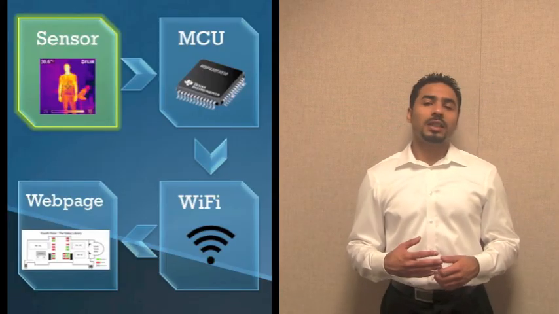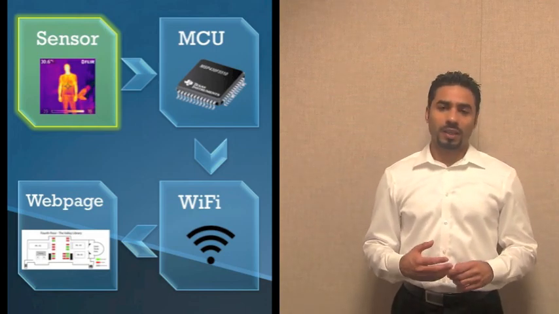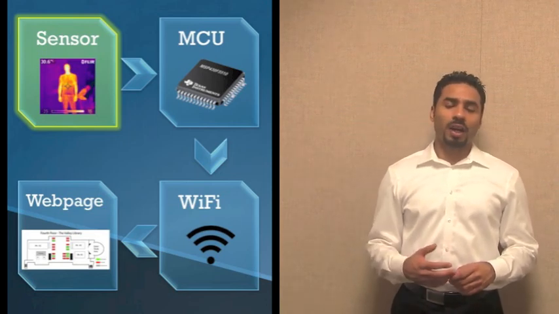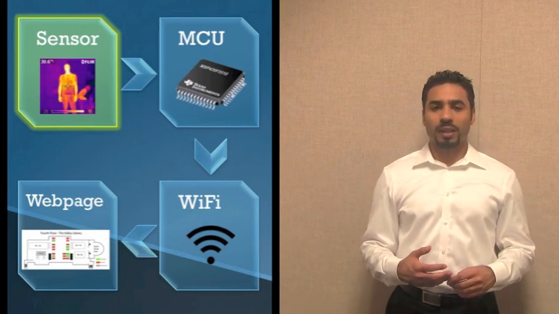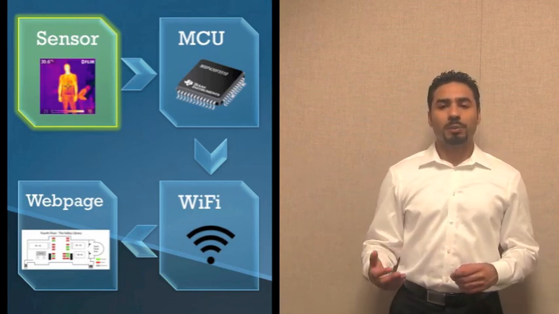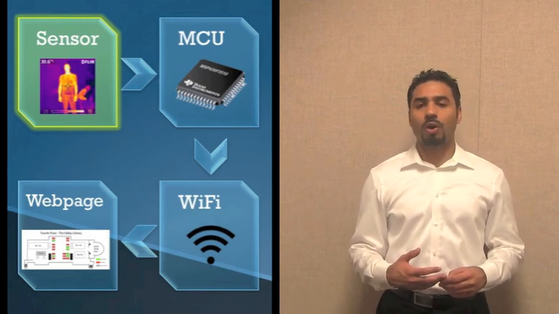Our system consists of 4 major blocks. The first block being the sensor block. Our sensor is a passive infrared sensor, or PIR. It detects the heat radiation emitted by the body, so if there's a change of the background temperature, it outputs a digital high, otherwise a digital low.